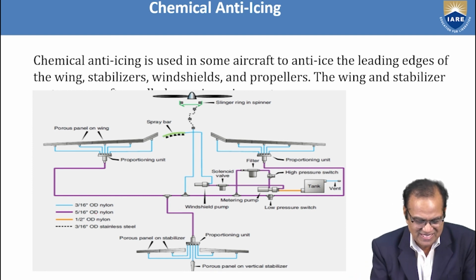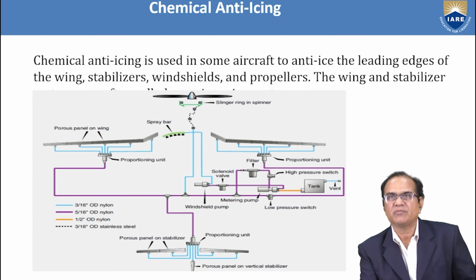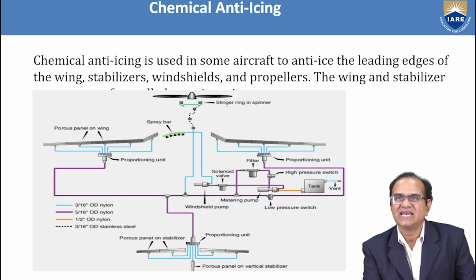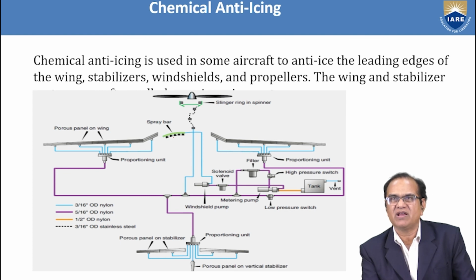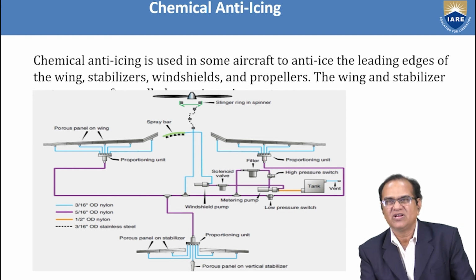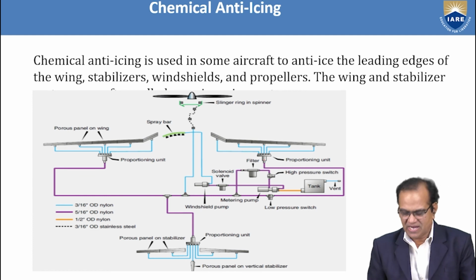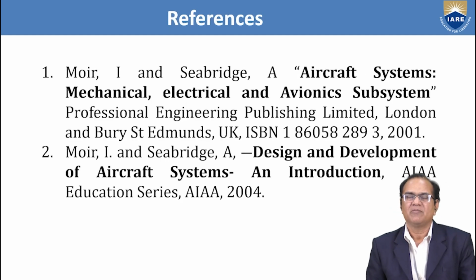So you can see here that here is the propeller, and this propeller is cylinder ring in spindle. We have to supply something, spray bar. Here, spray bar is here. Here we have the system. Here the tank is there. Some chemical is there. It is going to the high pressure switch, then filter, then solenoid valve, and this will go to the proportioning unit, and this will go to the leading edge of the aircraft. So like this, we can make it and we can use it for our purpose.